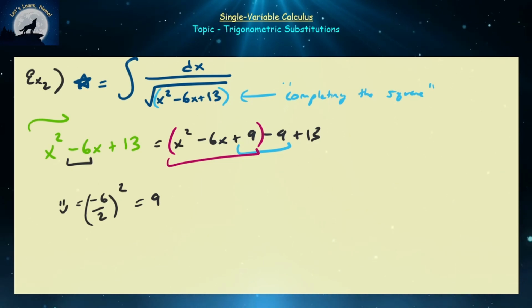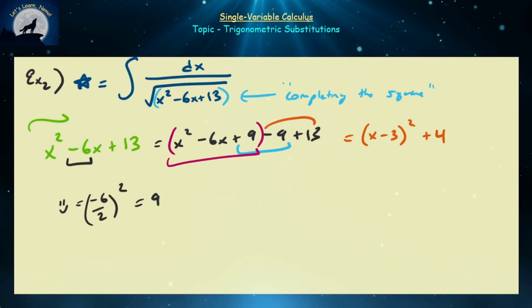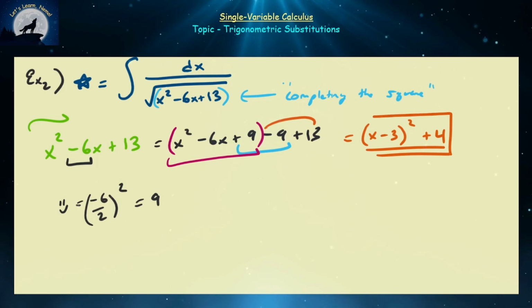Because if you look at this, this is just the same as x minus 3, the quantity squared, and then minus 9 plus 13, that's just going to give us positive 4. Right, so this is the alternative representation of the denominator of our expression.